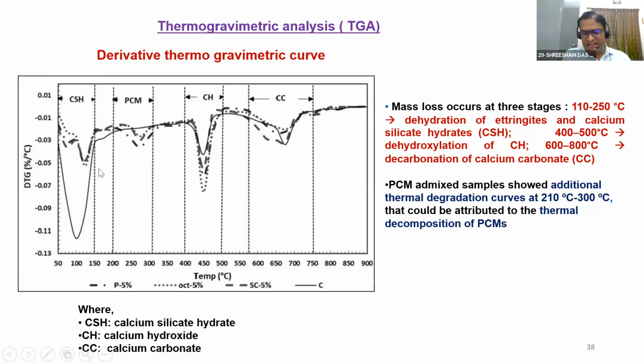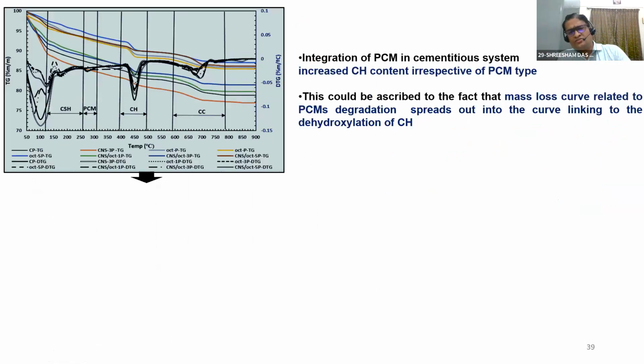What we realized is that this peak is getting smaller, which means the hydration in the initial days is slowed down, and it is pronounced in one additional temperature range. That is the thermal degradation curve for the PCMs, between 210 and 300 degrees centigrade. You can see some of our papers; this work is already published. So this is all about the integration of PCMs into the cementitious system.